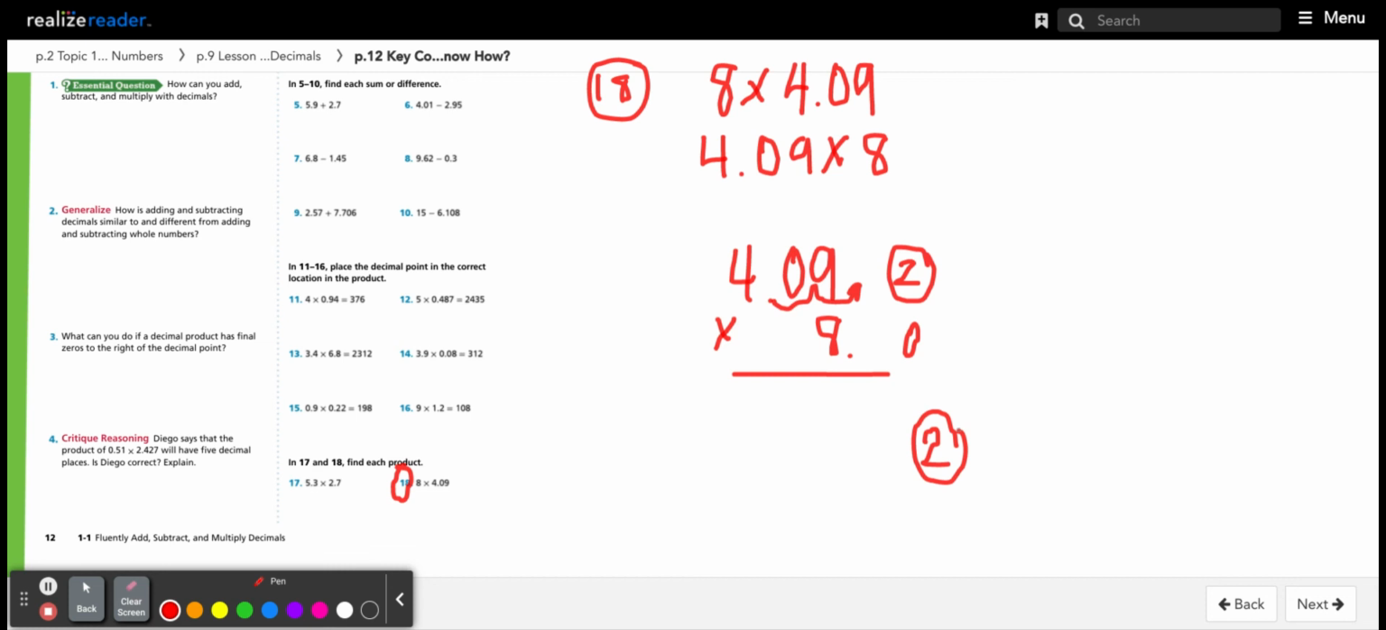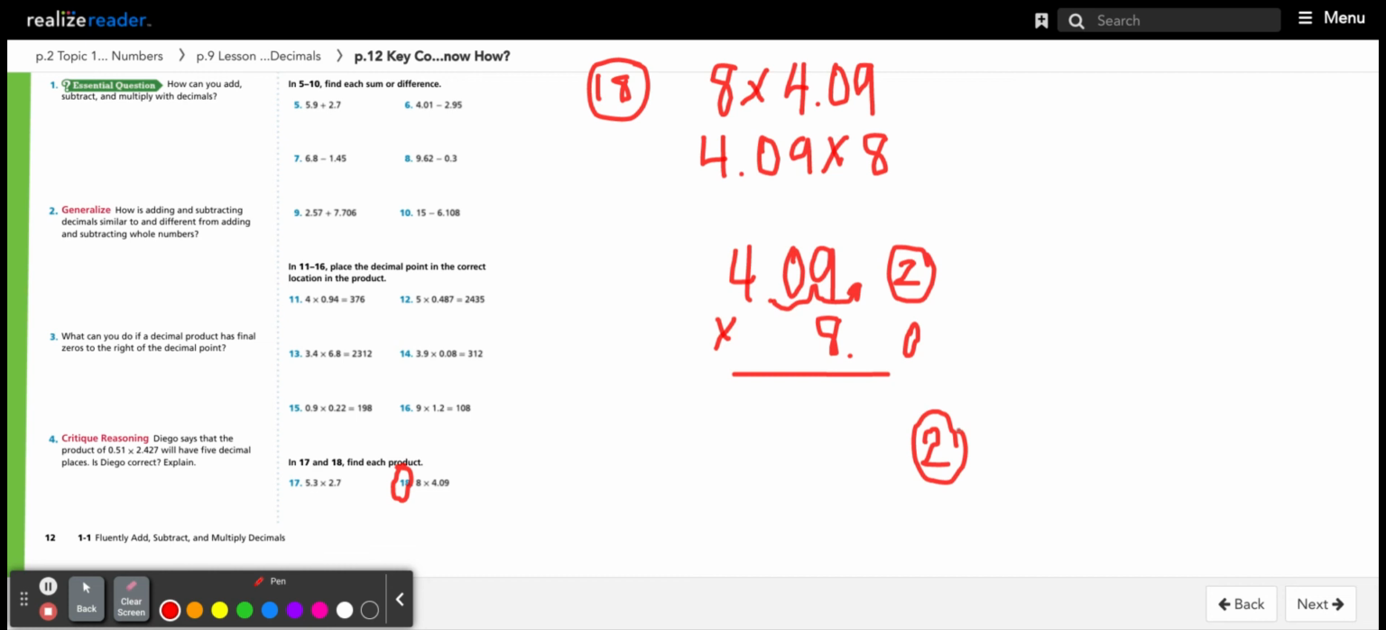So now I want you to do your multiplication here. What is 409 times 8? Actually, what's your final answer here? Let's see. You do your multiplication. Remember to move your decimal. What is the final answer to this problem?